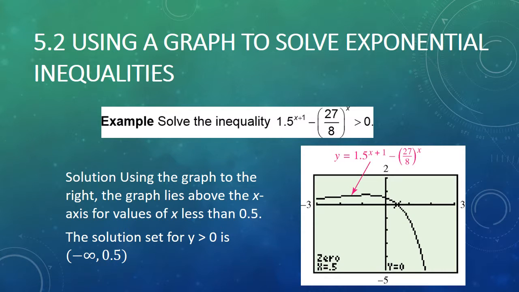So we're using the graph, and the graph lies above the x-axis for values less than 0.5. So what we do is we find where it meets the x-axis, and that's when x is 1/2, 0.5, and it's above the x-axis until you get there. Well, that's where it's greater than 0. So from negative infinity to 0.5, the graph is greater than 0.